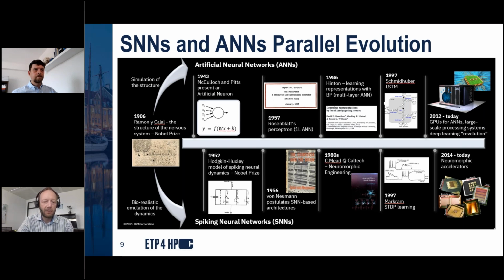And then, in the last decade or so, there has also been a wealth of different neuromorphic accelerators out there, and obviously the SRA document will list many of these examples here.